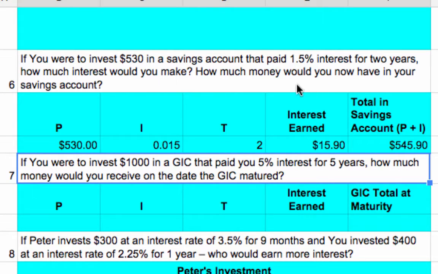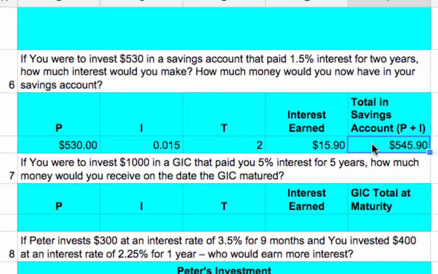The second part is how much money would you now have in your savings account? Well, that's going to be the interest, the principal, what you originally put in, plus the interest you earned. So again, I used a formula here. All I did was equals B16, which was our principal, plus that cell.